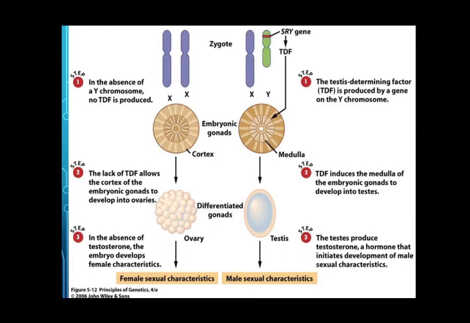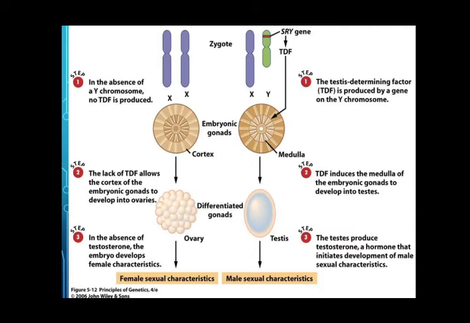So, you can see here, XX. In the absence of Y chromosome, no TDF is produced. But for XY, the SRY gene is transcribed into TDF, testis determining factor. The TDF would cause the medulla of the gonads to become testes. Without the TDF, the cortex of the embryonic gonads will become ovary instead.